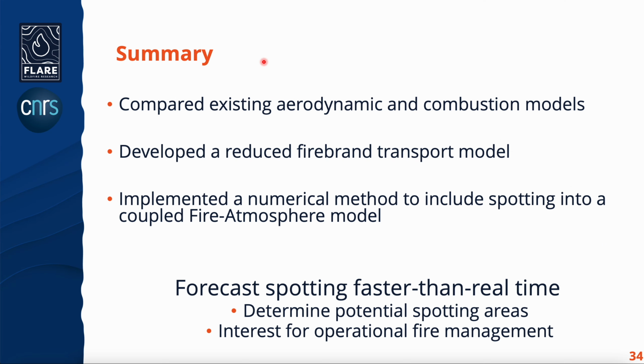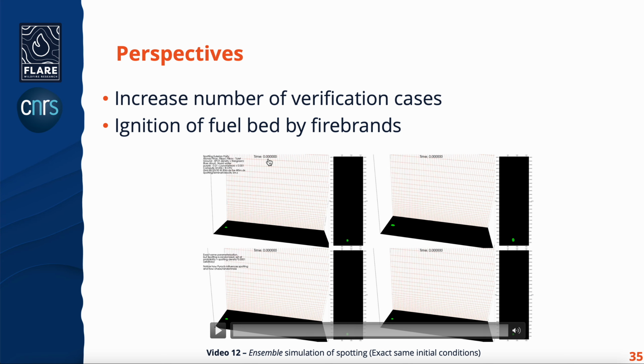So as a short summary of this presentation, we have compared existing aerodynamic and combustion models. We have developed a reduced firebrand transport model, and we have implemented a numerical method to include the spotting into a coupled fire atmosphere model. And of course, the main thing that can be interesting is that the forecast of spotting is happening faster than real time. We're able to determine the potential spotting areas that can be of interest for the operational fire management teams. The perspective is, of course, to increase the number of verification cases to be sure that there is no bias in the model, and that it can provide useful information across different vegetations, across different weather conditions, etc.